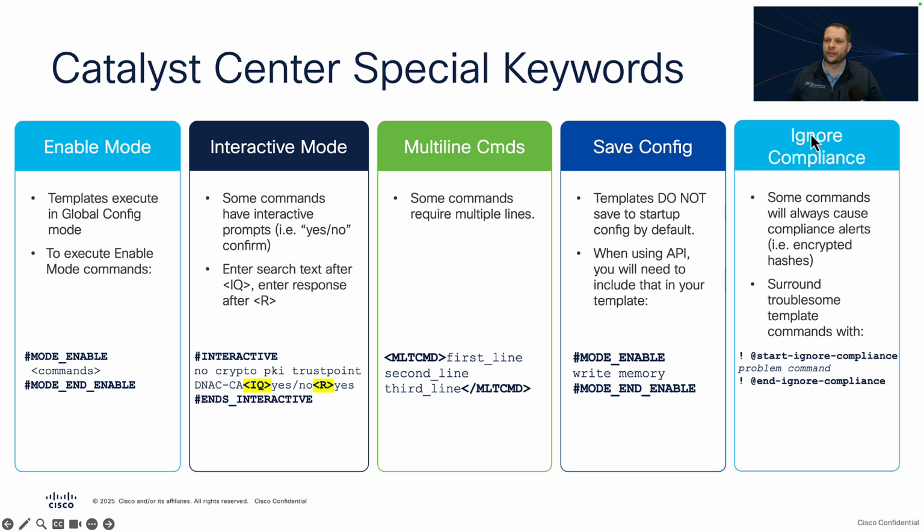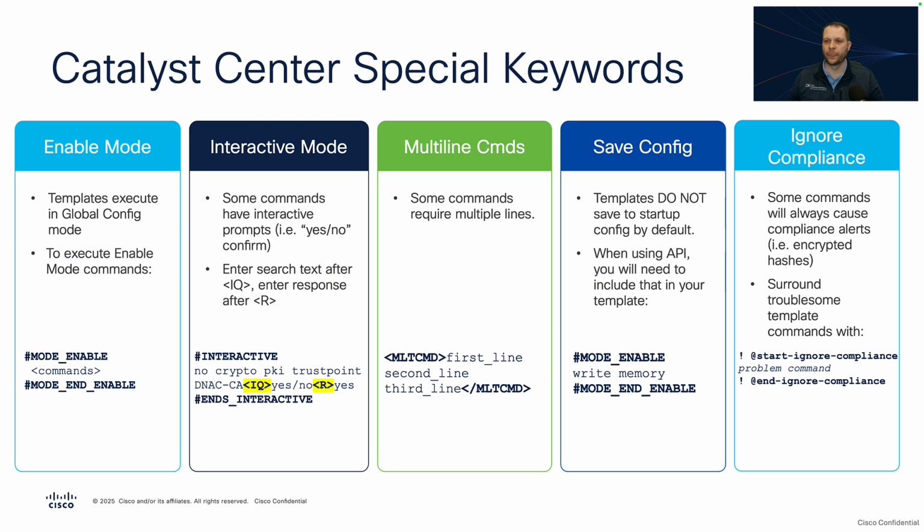And finally, the last special keyword here is for ignore compliance. Now, there are some commands that may always cause compliance alerts in Catalyst Center, and a good example of this would be commands that contain a plain text password that are in your template, but then when that command is saved into the device, it actually gets encrypted and turned into a hash. So the hash will never match the plain text of the password. And these types of scenarios can cause a compliance alert because what you deployed will never match what's on the device in production.